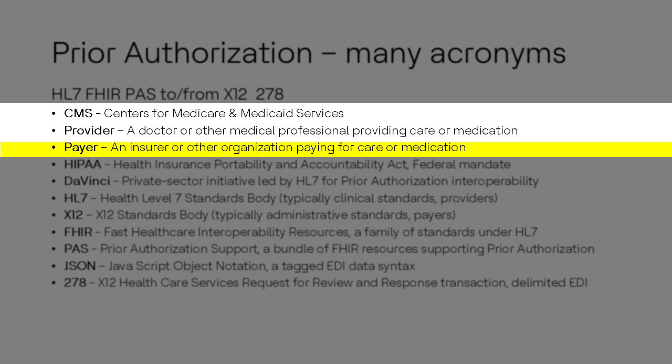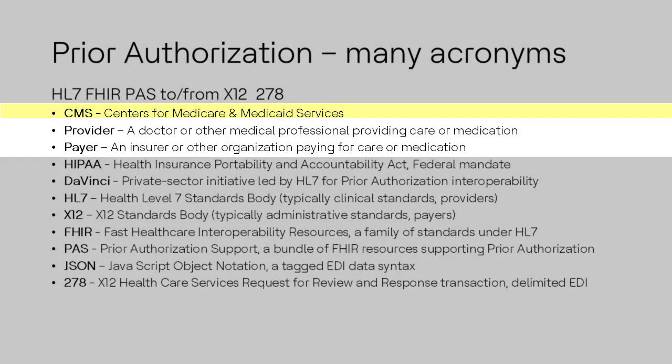Payer. This is the health insurer or organization paying for all or part of that care. They hold the purse strings and enforce the business rules for coverage or what will be paid. CMS, or Centers for Medicare and Medicaid Services. This is the federal heavyweight. Because they administer Medicare and Medicaid, they effectively set the market standards. When CMS issues a mandate, like the new interoperability rules, the entire industry has to adapt.